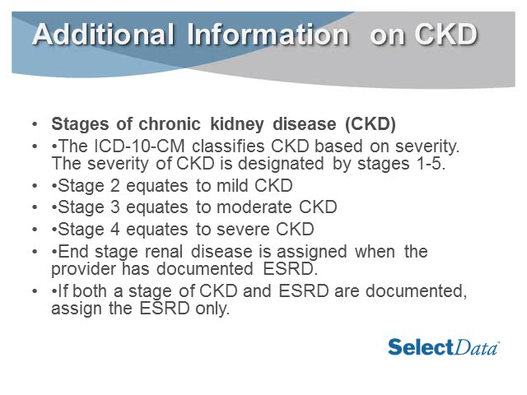For additional information on CKD, the stages of CKD in ICD-10 are based on severity. The severity of CKD is designated by stages 1 through 5. Stage 2 equates to mild CKD. Stage 3 equates to moderate CKD. Stage 4 equates to severe CKD. And end-stage renal disease is assigned when the provider has documented end-stage renal disease, or if they have identified stage 5 but the patient is on hemodialysis. If they identify both a stage of CKD and ESRD, and both are documented, you assign the end-stage renal disease only.